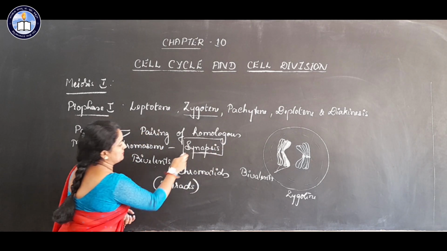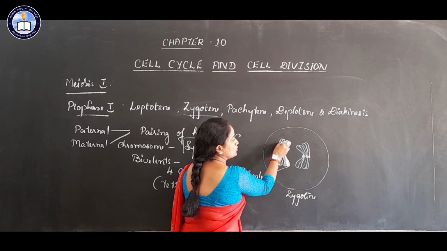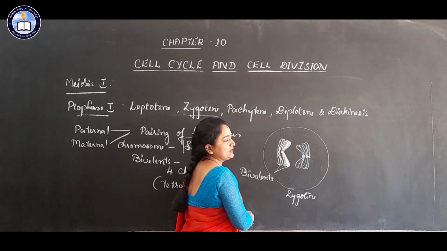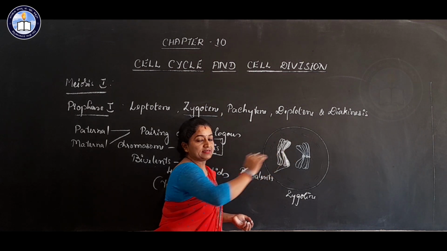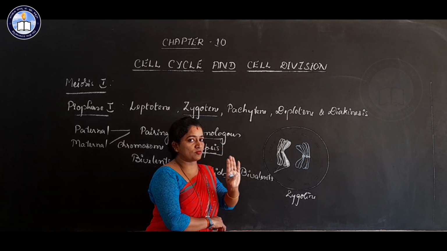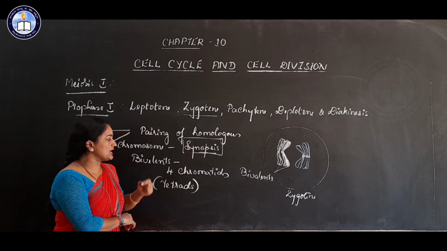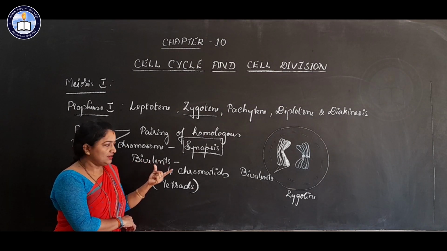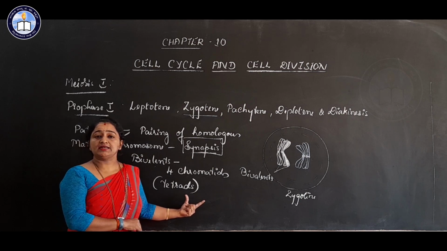That process of pairing is called synapsis. In a bivalent, four chromatids are present: 1, 2, 3, 4. One chromosome has two chromatids, and the other chromosome has two chromatids. Together, four chromatids will be there. This is the first pair, this is the second pair. 23 pairs means 23 bivalents, and each bivalent has four chromatids. Pairing of homologous chromosomes is called synapsis, and it is considered a bivalent because two homologous chromosomes are together, and in each pair four chromatids are there. Therefore those are referred to as tetrads.